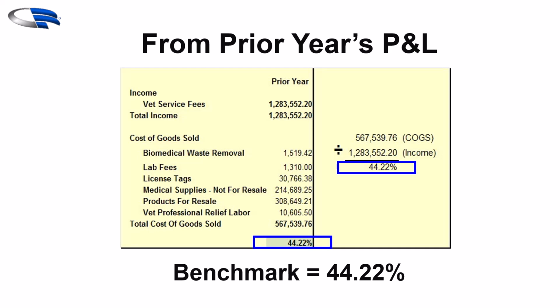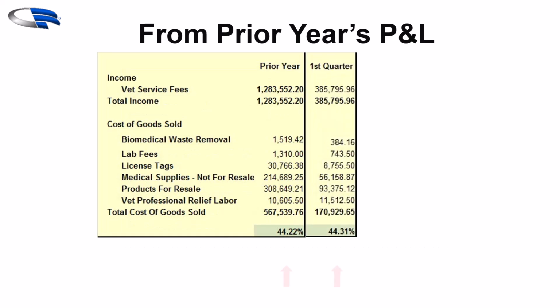Now, at the end of each quarter, we pull a quarterly P&L and we do the same cash flow analysis calculation for profitability to see if our costs are within an acceptable range in comparison to the benchmark, or if we see costs creeping up. So let's look at first quarter of the next year. Here you can see that in the first quarter, the cash flow analysis calculation shows the cost of goods sold was right around the benchmark at 44.31%.